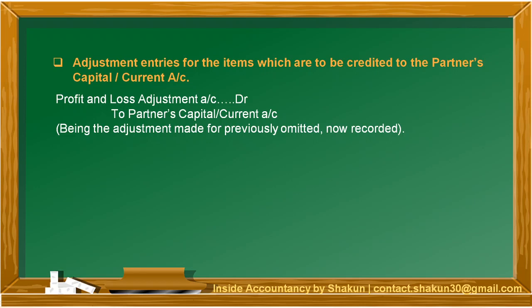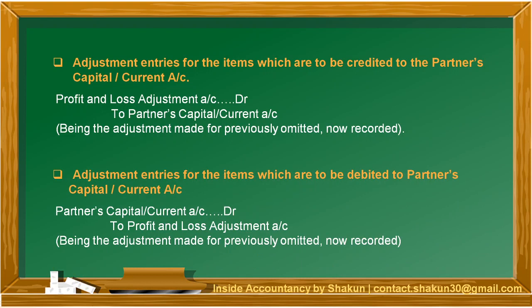The first entry to be passed is for the items which are credited to the partner's capital or current account. Such items are interest on capital, salary or commission, which increase the partner's capital account, therefore credited to the partner's capital or current account. Now since these are expenses, therefore they are debited to profit and loss adjustment account. So a separate account is created and using this separate account we pass the journal entry.